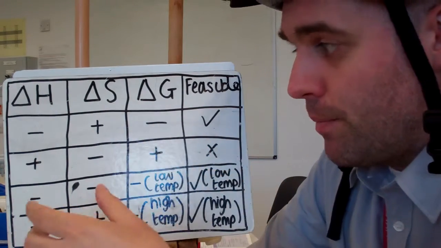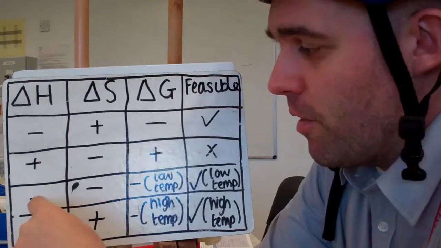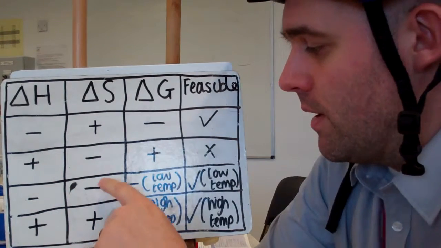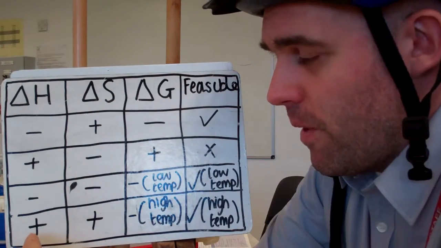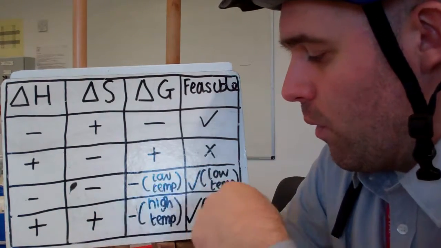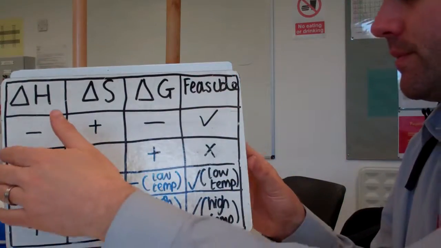But some are temperature dependent. If it's an exothermic reaction and a decrease in entropy, then it will be feasible at low temperatures. If it's an endothermic reaction with an increase in entropy, it will be feasible at high temperatures.